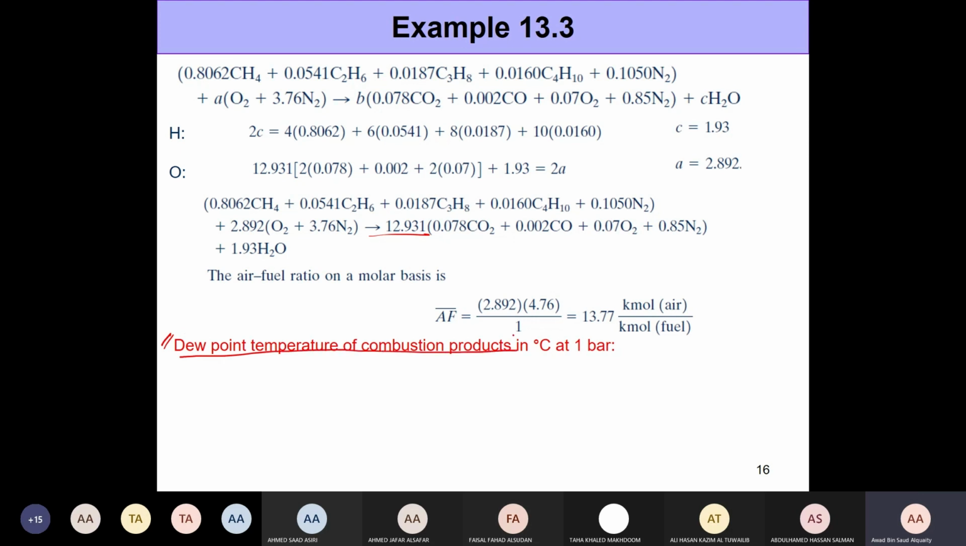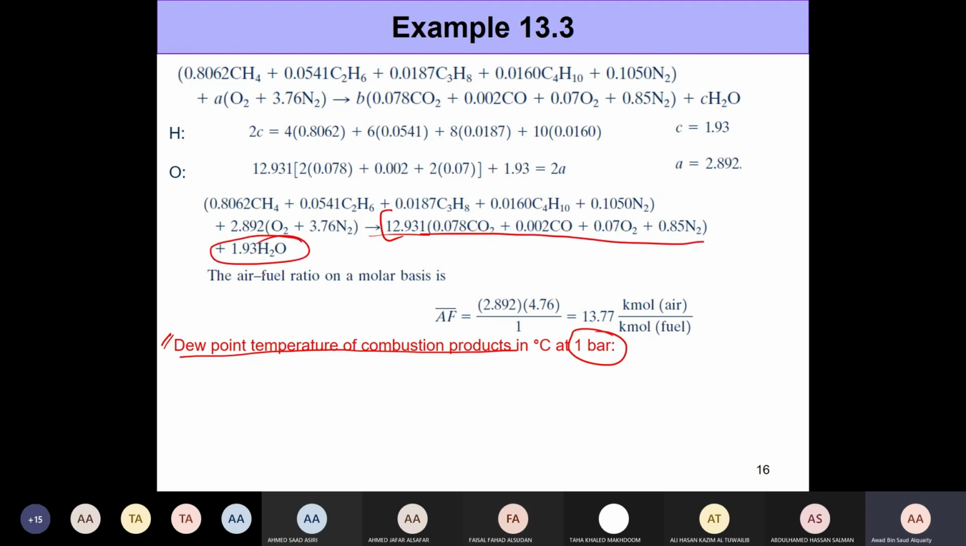So once you have written down the balance equation, you have determined the air fuel ratio. The question also says determine the dew point temperature of combustion products in degrees Celsius at 1 bar. Now these are the combustion products, right? These 3 plus water vapor.